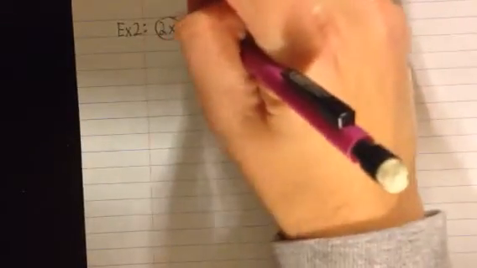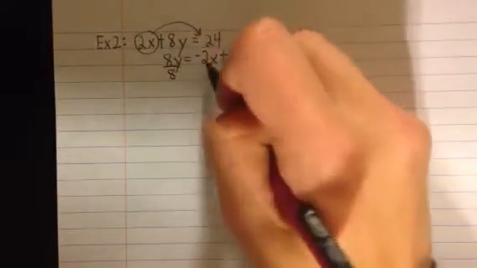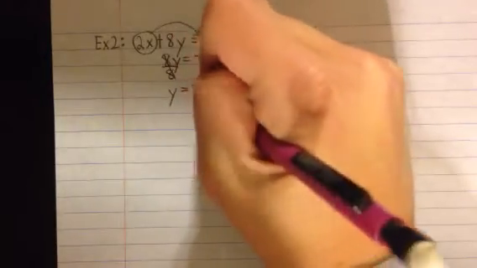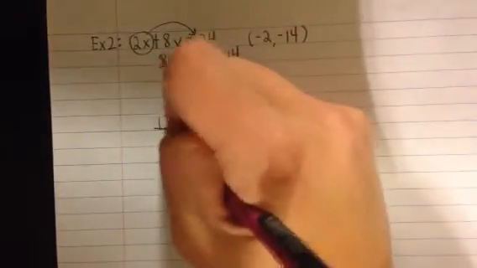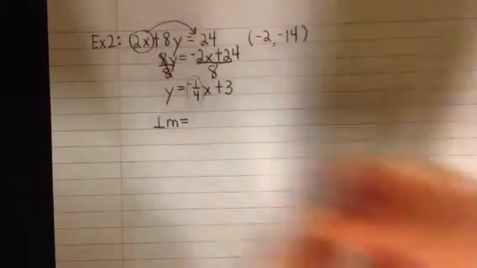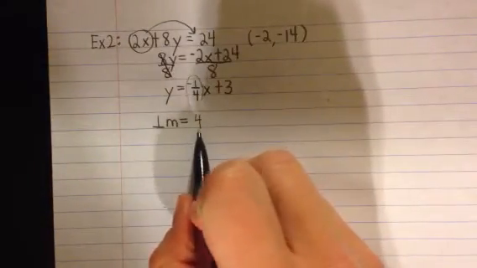Take the 2x, move it to the other side of the equal sign, so you'd get 8y equals -2x plus 24. Divide everything by 8, you get y equals -2 over 8, which is -1/4, so -1/4 x plus 3. So this is our slope, and remember, for perpendicular lines, our slopes are opposite reciprocals. So I need to change my sign, so now it'll be positive, and flip my fraction. So it'd be 4/1, or in other words, just 4.